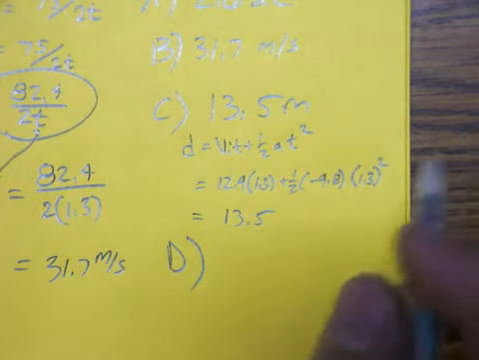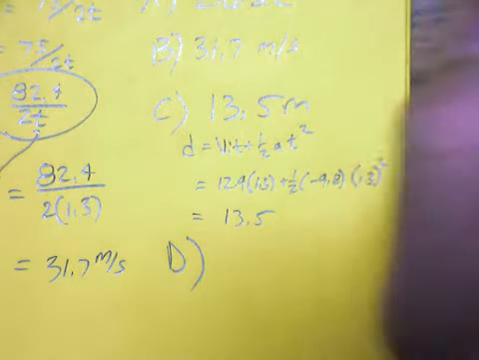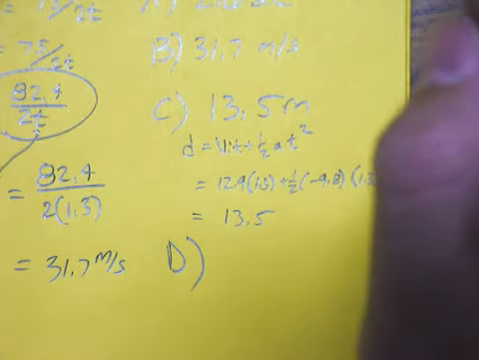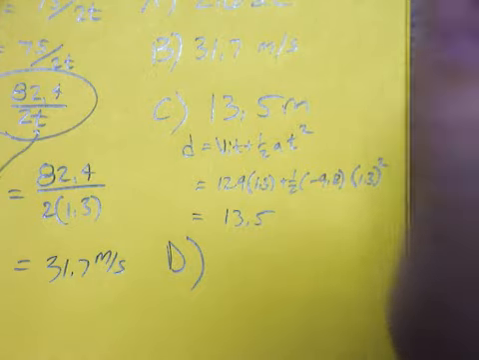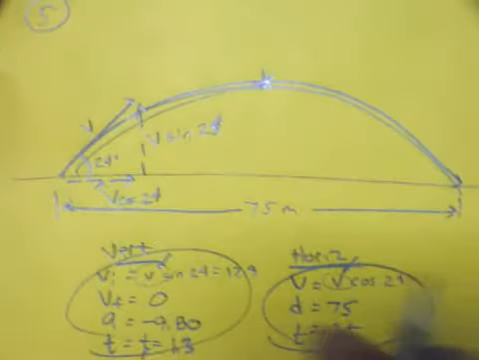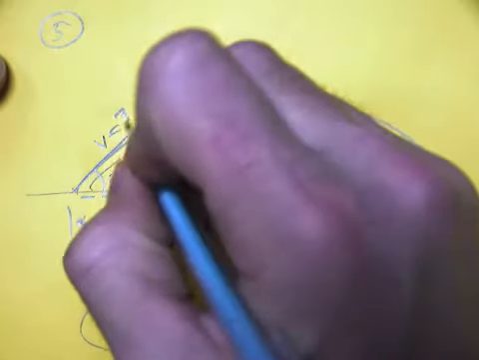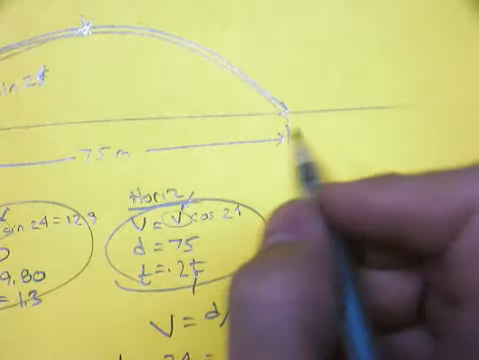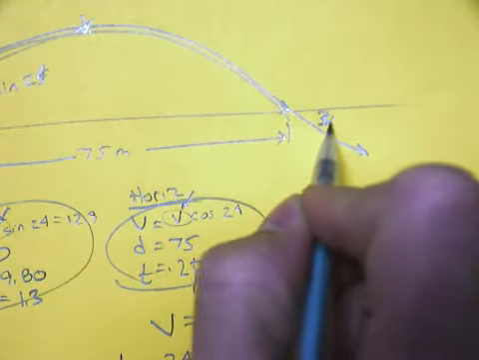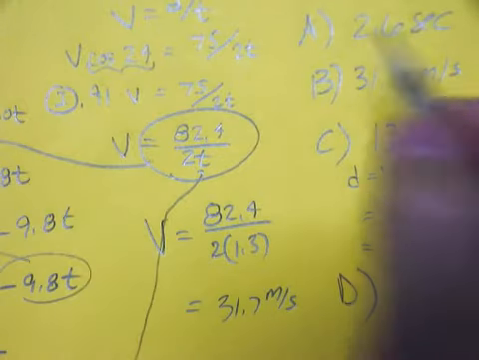And then part D says, how fast is it going when it hits the ground? Oh man, well, go back to the beginning here. If it was going 31.7 when it left, when this sucker hits the ground, it's going to go 31.7. Bam, assuming it's level ground.